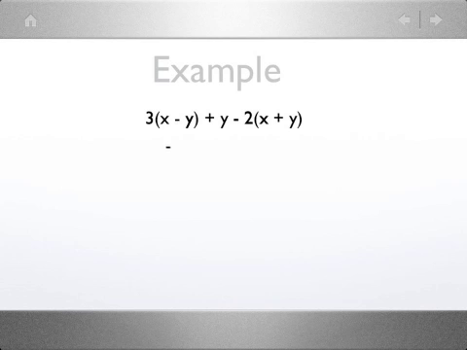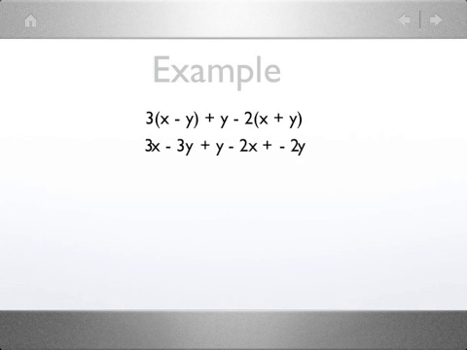So to do that, I'm going to bring down everything that's inside the parentheses, and then I'm going to multiply that 3 to everything inside the parenthesis. Next, I'll bring down my plus y, and then again I have my parentheses, so I'll bring everything down inside the parentheses. And now I'm going to multiply that minus 2 to everything.